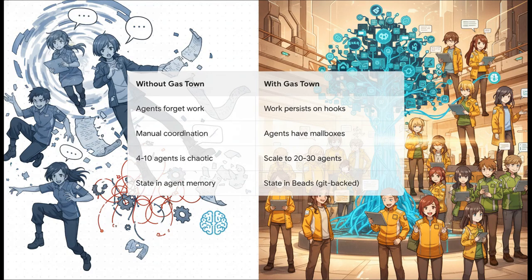Before Gastown, your work is fragile, everything's manual. With Gastown, the work is persistent, the agents actually have their own identities and can communicate, and you can go from a chaotic handful of agents to a pretty productive team of 20 or 30. The whole state of the project is no longer in an agent's flimsy memory. It's saved securely in that Git-backed Beads database.